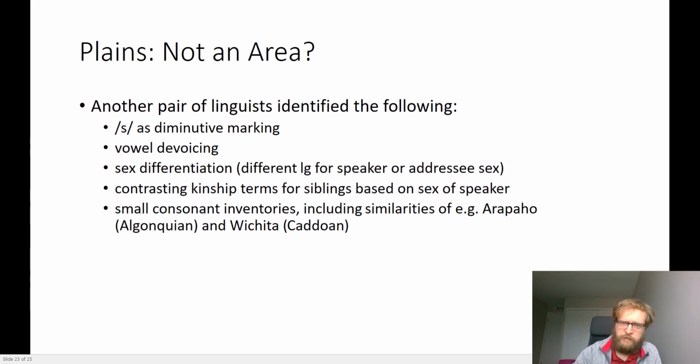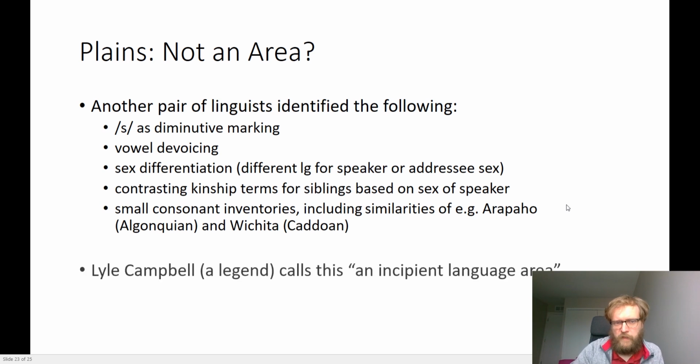Another group of linguists identified features like s being a diminutive marker commonly in these languages, or different kinds of patterns of speech. However, this doesn't seem to be enough for most linguists to consider the Plains a language area, a real Sprachbund. So we call it maybe the beginning of a language area, or something that's incipient.